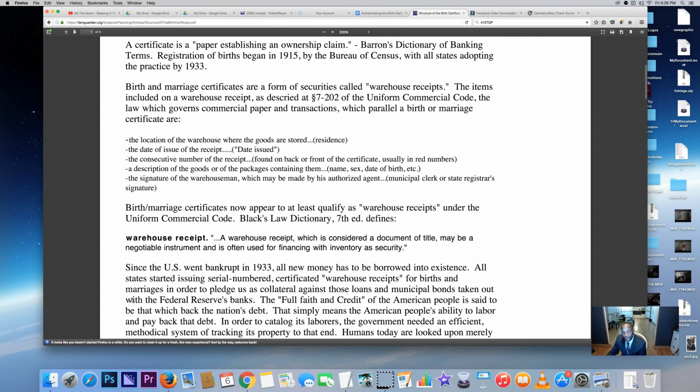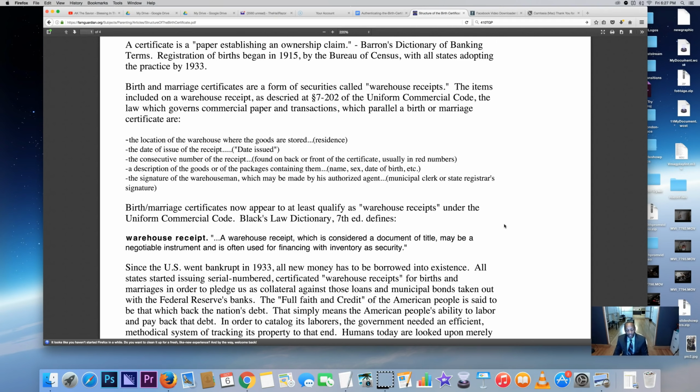Now, birth and marriage certificates appear to at least qualify as warehouse receipts under the Uniform Commercial Code. Remember, all this is reflecting back to the Uniform Commercial Code, because it governs all commercial law and all commercial law dealing with any type of monetary transactions. That's why we have to utilize and understand it. Black's Law Dictionary, 7th edition, defines a warehouse receipt, which is considered a document of title, as something that may be a negotiable instrument.